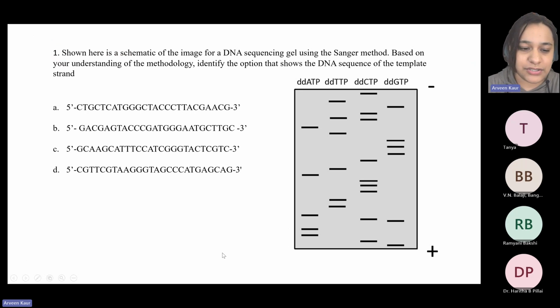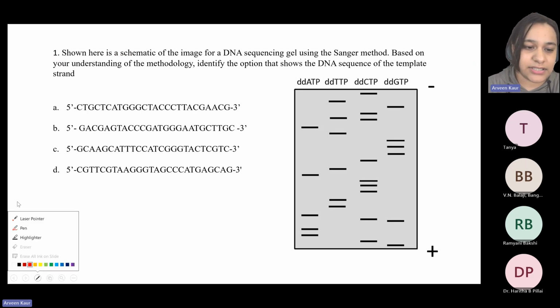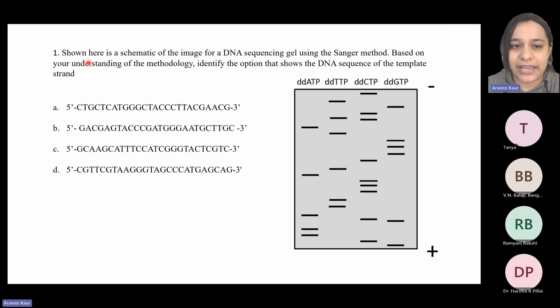The first question for week 3's previous year assignment was: shown here is a schematic of the image for a DNA sequencing gel using the Sanger method. Based on your understanding of the methodology, identify the option that shows the DNA sequence of the template strand. You have four options that have been given. Since this is something that you will require a little bit of time to solve, I will maybe remain silent for a minute.